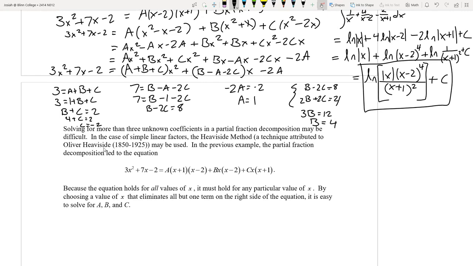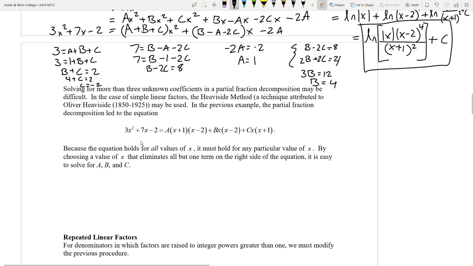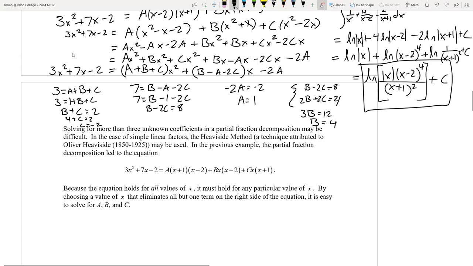And what we're going to do is, since we know that the equation must be true for all values of x, instead of using that fact to equate the different coefficients, we're going to go with a different route. We're going to instead say it must hold for any particular value of x. And so by choosing a value of x that eliminates some terms, we can easily solve for a, b, and c. Right?